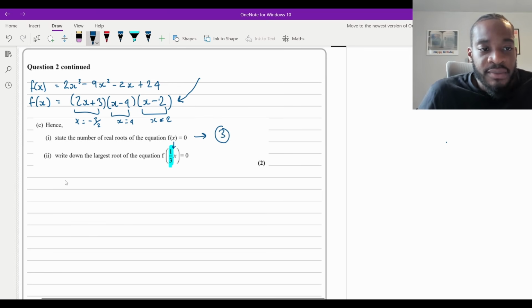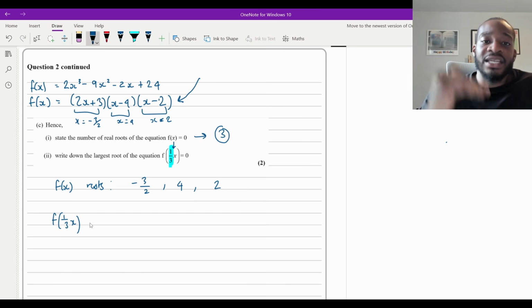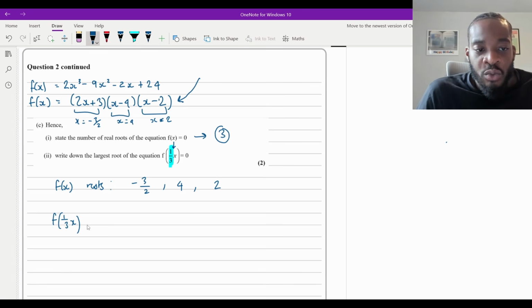So just to make it super clear, I'm going to say f of x, what are our roots? Our roots for f of x are going to be, sorry, not minus a third, minus 3 over 2, positive 4, and positive 2. Now, under that graph transformation, f of a third x, every x coordinate gets divided by a third, doesn't it? So let me write roots here. We're going to divide by a third.